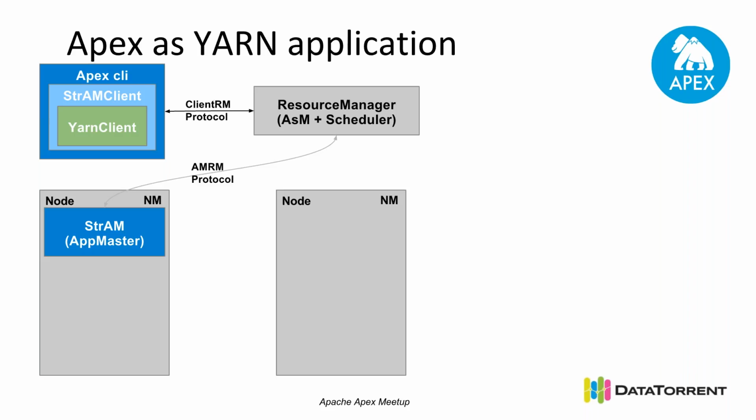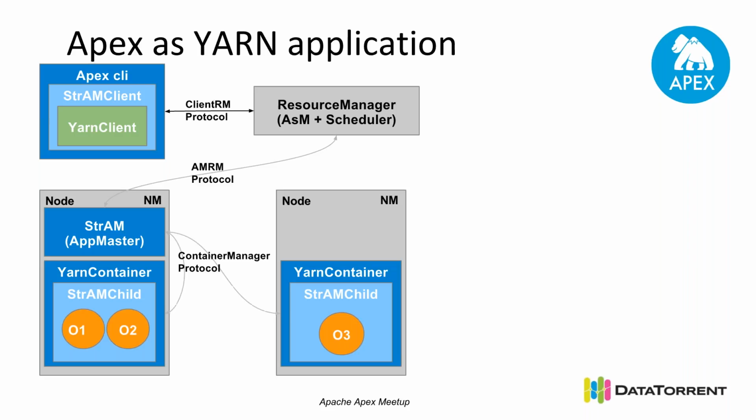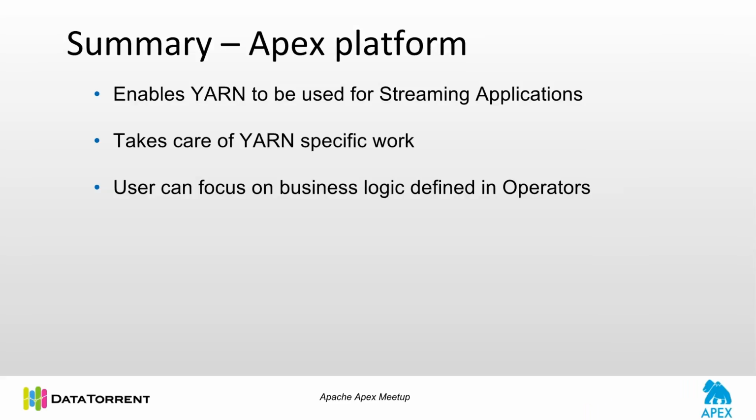Your application master will read the plan to execute your application, your business logic. Accordingly, it will ask the resource manager for resources and launch the containers. All these containers will have the StrAM shell process, which will host your operators, which are your business logic units, to do the processing required for your application. It will also host the buffer server to help operators communicate with each other. And this is how your streaming application will start running on top of Hadoop using Apex.